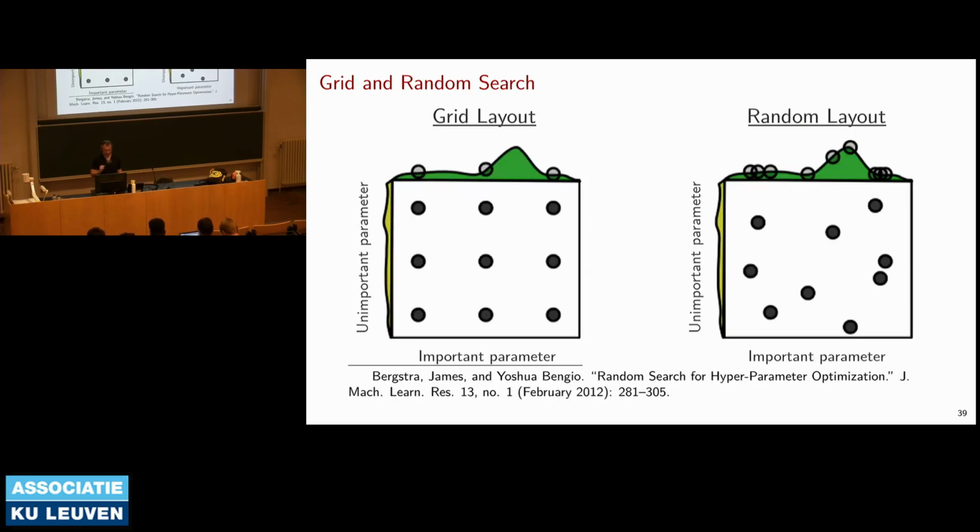Okay, here are two very simple approaches for doing this in practice. I can do a grid search, shown on the left-hand side here, where I simply take my parameter space and I take some kind of discretization of this.